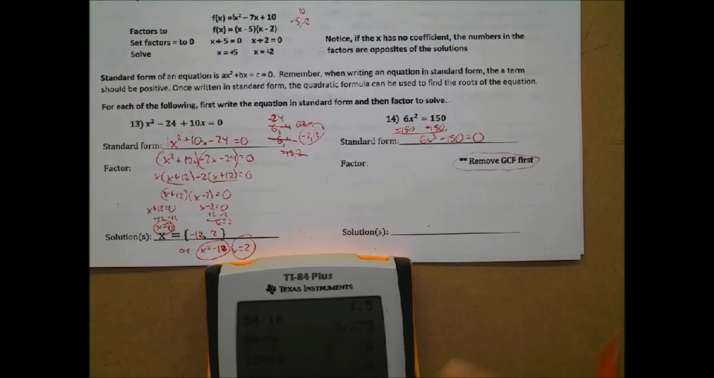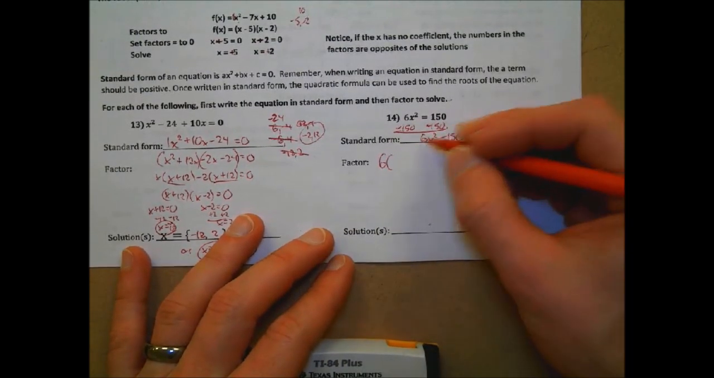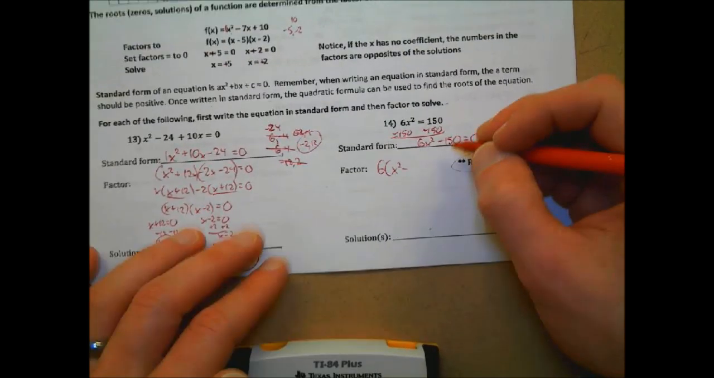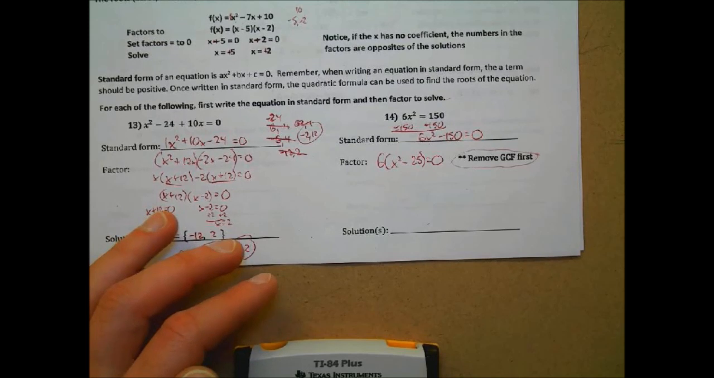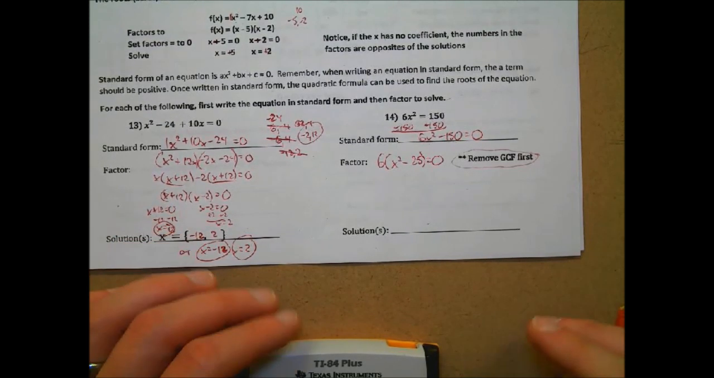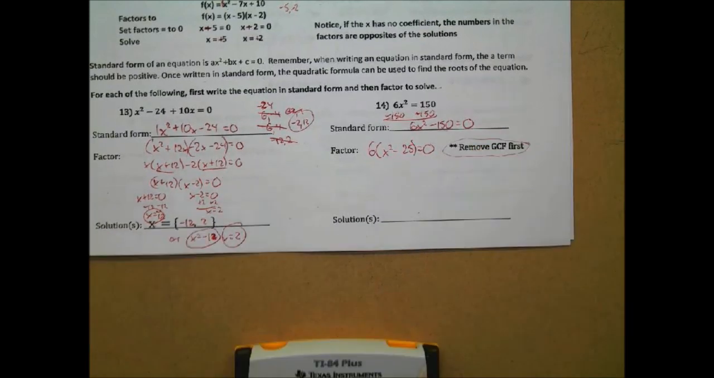Both of these are divisible by 6. I can take a 6 out. If I take 6 out of this, I'm left with x squared minus, and then 150 divided by 6 is 25. Now I'm going to try and factor this thing, x squared minus 25.